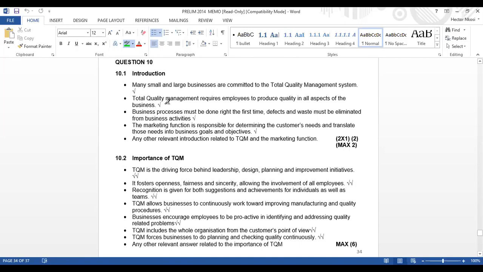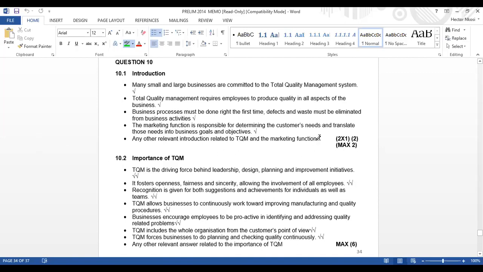Also, we know that your total quality management requires employees to produce quality in all aspects of the business, right? So we know that the TQM, what does it do to the employees? Also, business processes must be done the right time, the first time, defects and waste must be eliminated from the business activities. The marketing function is responsible for determining the consumer's needs and translate those needs into business goals and objectives. Any other relevant introduction on TQM and marketing function?